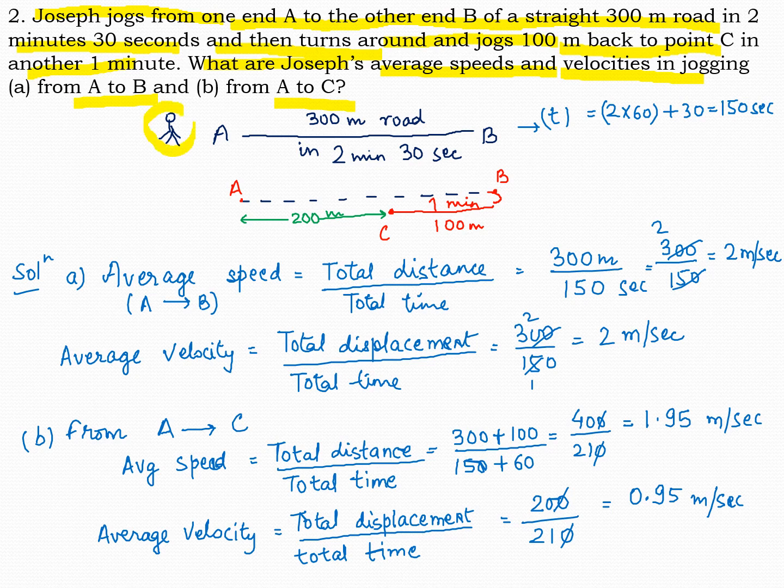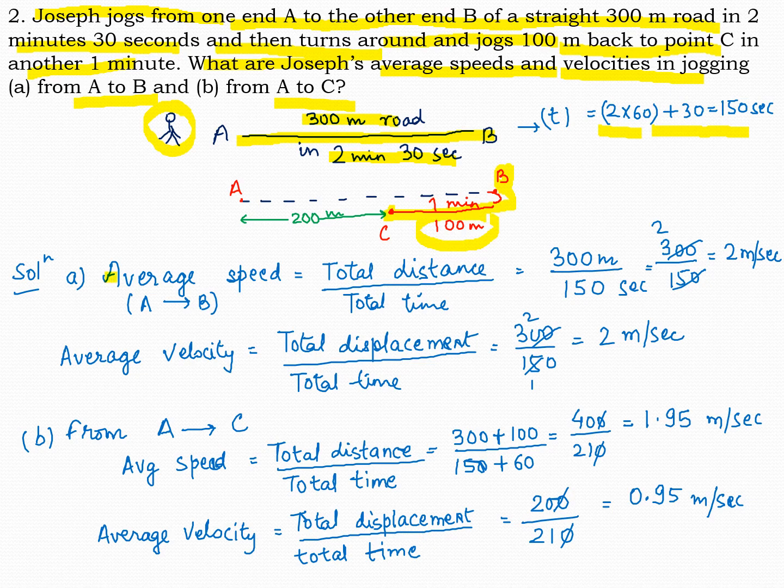So here is Joseph. So in the first case, when going from A to B, he covers a distance of 300 meter in 2 minutes and 30 seconds. This is clear. So here total time will be in seconds, it will be 150 seconds. In the next case, Joseph from point B comes to point C, which is 100 meter, and the time taken is 1 minute. And we have to calculate average speeds and velocities.